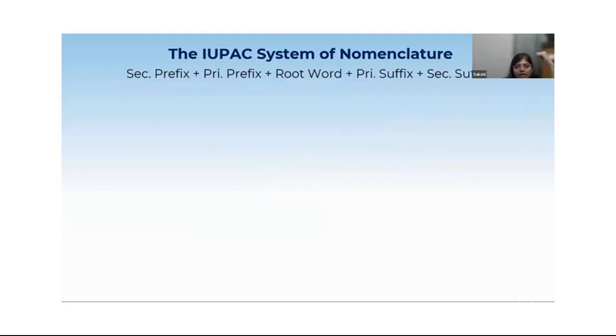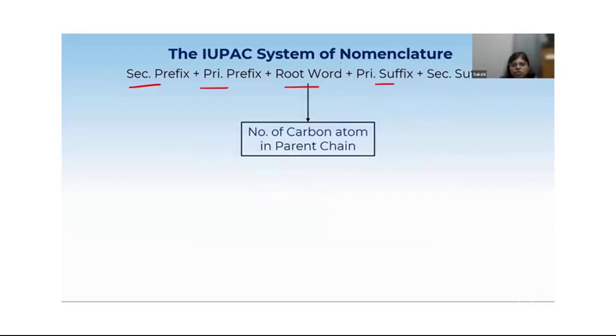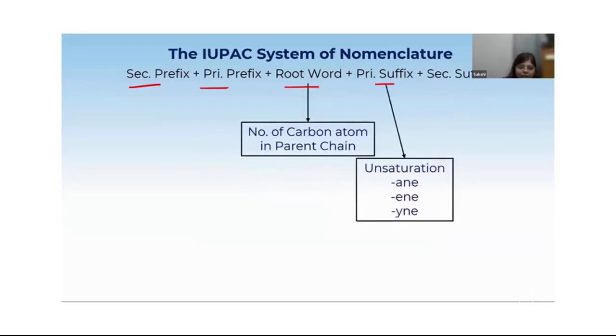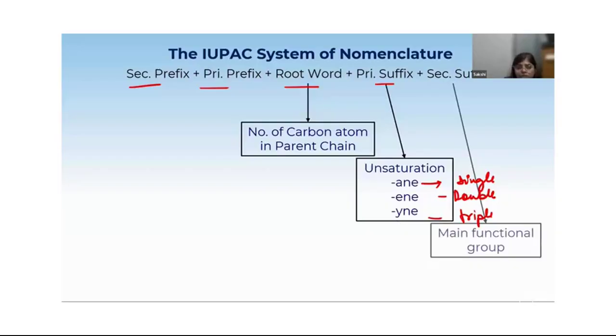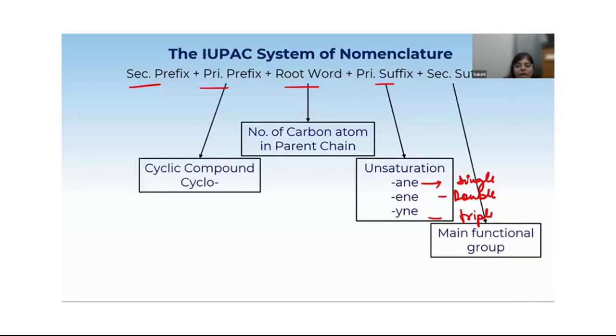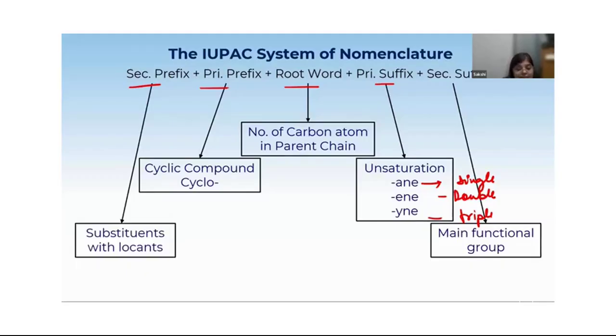Okay. So let us understand. This is the mantra that you need to remember. We have a secondary prefix, primary prefix, the root word, and the suffix, which is something that comes at the end. The root word is the number of carbon atoms in the parent chain. After that, it is ane, ene, or ine. Ane if it is a single bond. If it is a double bond, it is an alkene, right? If it is a triple bond, that is alkyne, right? So you need to put ane, ene, or yne. Then if there is any functional group, we add the suffix. For the prefix, if it is a cyclo compound, we add that. And substituents come with locants, basically the numbers.